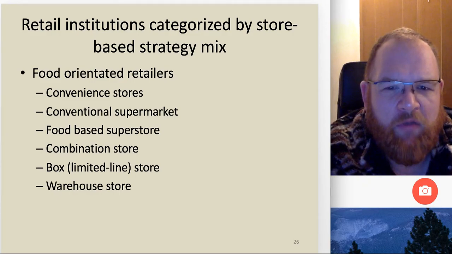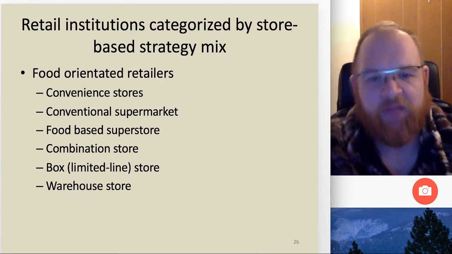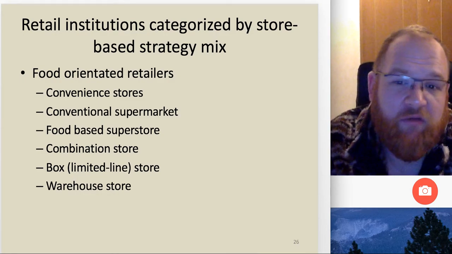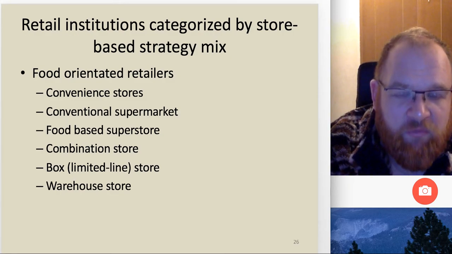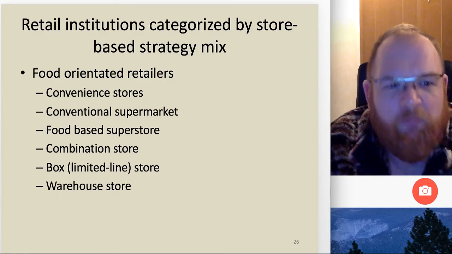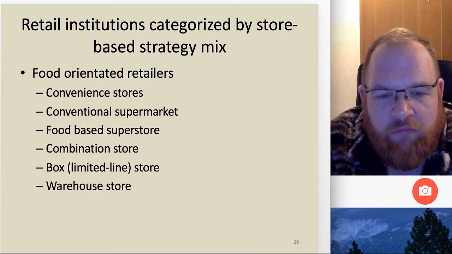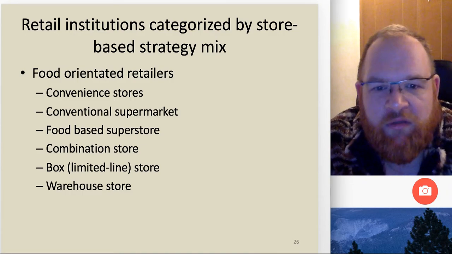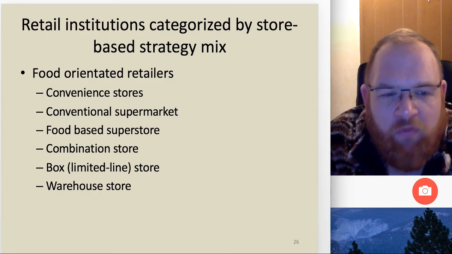So how about we look at some different types of merchandising and where they would fit in. A food-orientated retailer, typically looking at convenience stores, conventional supermarkets, a food-based superstore, something like Iceland, for example, a combination store, Marks and Spencer's, for example, a box or limited line store.